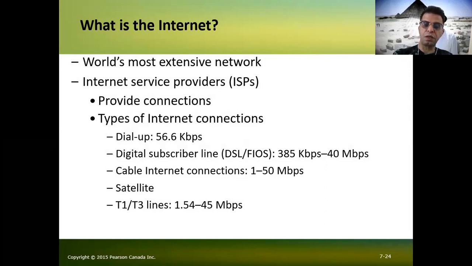The types of internet connection could be dial-up, which is 56.6 kilobytes per second and lower. We have what you call digital subscriber lines, which is 358 kilobytes per second, up to 40 megabytes per second. Then you have cable internet connections, which is 1 to 50 megabytes. Then you have satellite, which is point to point, or via satellite. And then you have the fastest one, T1 and T3 lines, which is 1.4 megabytes per second to 45.